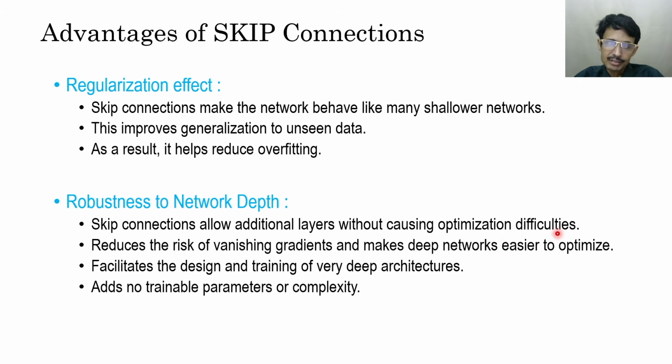So skip connection allows additional layers without causing optimization problems. That also means faster convergence. This reduces the risk of vanishing gradient and makes a deeper network easier to optimize, which we have also seen in our previous discussions. It facilitates the design and training of very deep architectures and adds no trainable parameters or complexity. So with the skip connection, no extra parameters are required. These are the basic advantages of skip connection, and that makes all the difference.